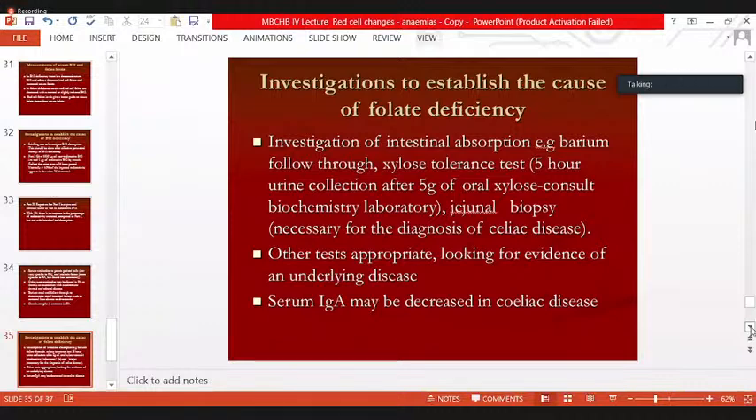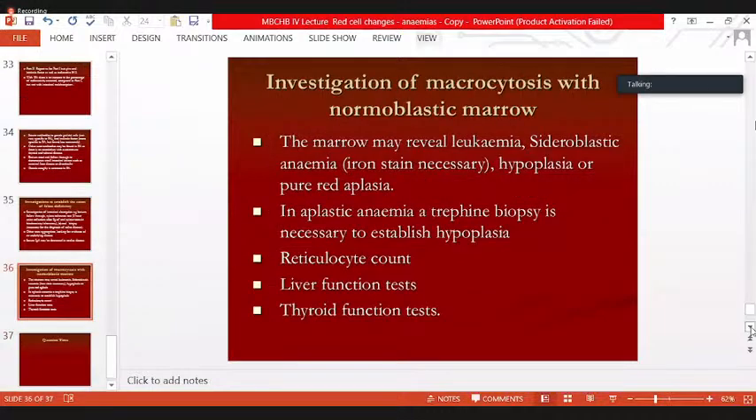So, again, investigations of macrocytosis with normoblastic bone marrow. In other words, non-megaloblastic macrocytosis. Here, the bone marrow may give us the clue as to what is causing macrocytosis.